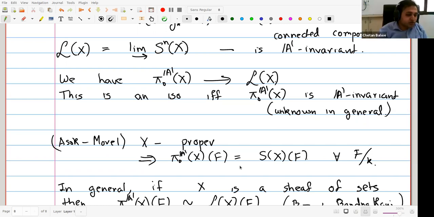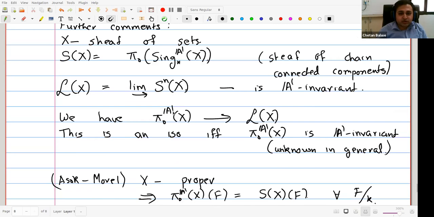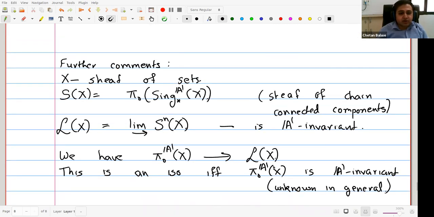It's actually interesting to know. I'm very interested in the question of, assuming that pi naught A1 is A1 invariant, how many times do you need to iterate this to get to a point? In the examples that we know, for example when we work this out for birationally ruled surfaces, S of X is not equal to L of X, but S squared of X is.